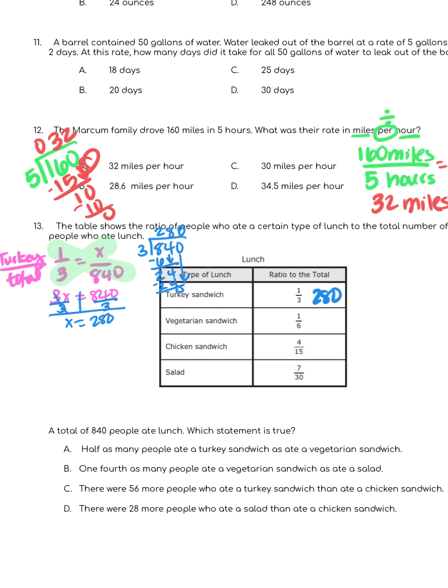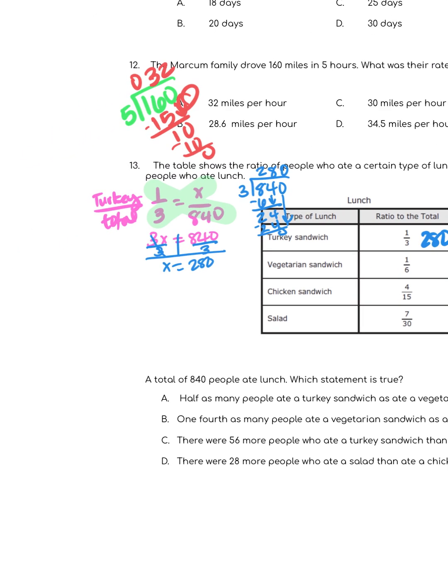Now I'm going to figure out how many people had a veggie sandwich. So I know it was 1 out of 6. So I'm just going to write veggie over total. 1 out of 6 equals x over 840. And I can see that I'm going to end up dividing again because I'll have 6x equals 840.